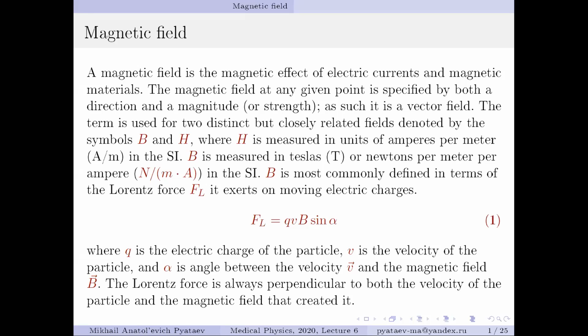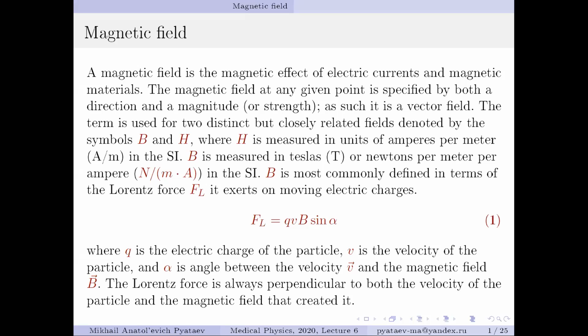We will begin with the fundamental concepts, and then we'll consider one application of this very interesting part of physics. The application is magnetic resonance imaging, or in Russian more often you can hear magnetic resonance tomography. So again, we'll start with basic concepts.